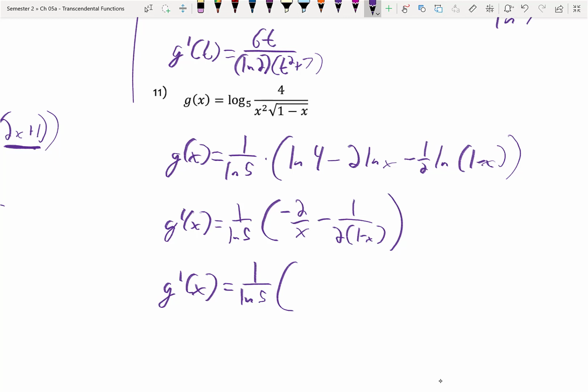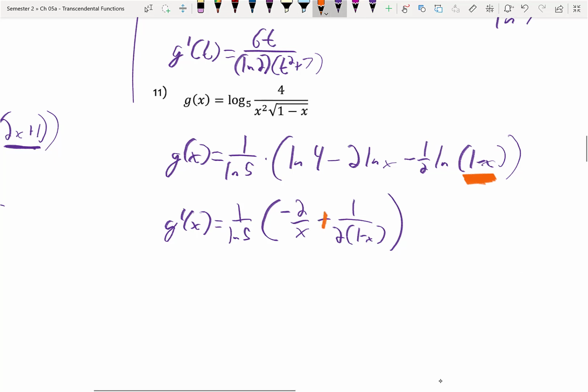Where'd I get the what? Oh, I forgot that. Thank you. I'm messing up royally today. I forgot the chain rule derivative of this, didn't I? And that would be a -1, so that comes out as a positive right there.